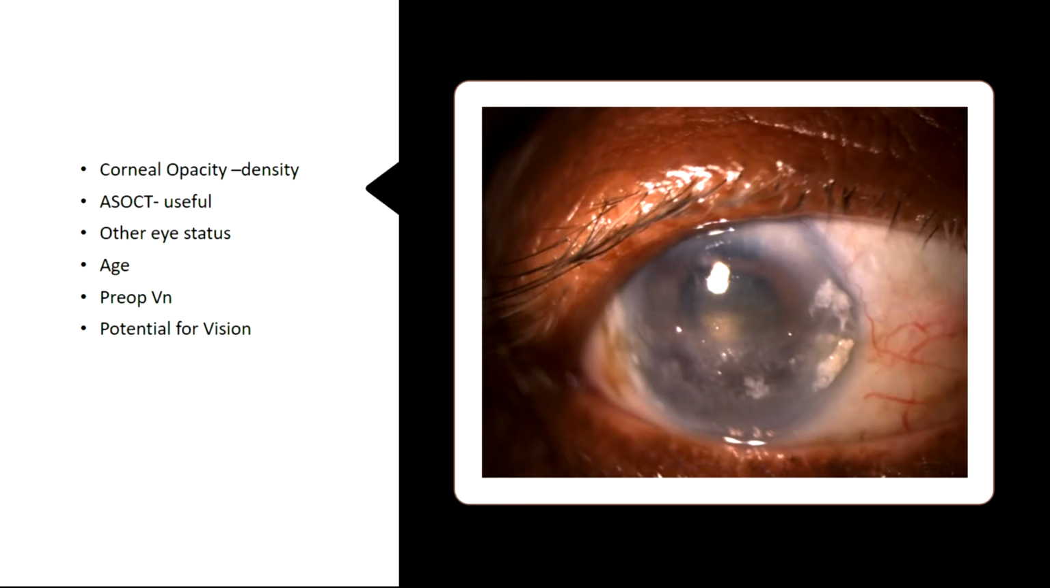A corneal opacity, obviously we will look for density of the opacity. ASOCT is very useful. Other eye status, I feel, is very important when assessing any patient for corneal transplants, because if you explain the risks to the patient and the other eye is all right, probably the patient would not be that willing to take that risk. But if it's a single-eyed patient, you yourself will be more motivated to take the risk that is involved.